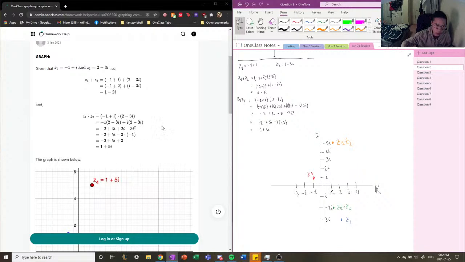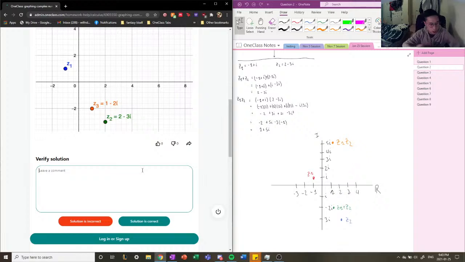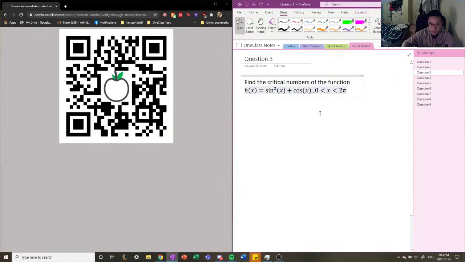And calculating the difference between complex numbers is also similar to adding, but calculating the division of complex numbers is a little bit more difficult, and it has to do with using conjugates to simplify your denominator. But we'll cover that in a later lesson. So this solution is correct. Nice stuff. All right, let's move on to question number 3.